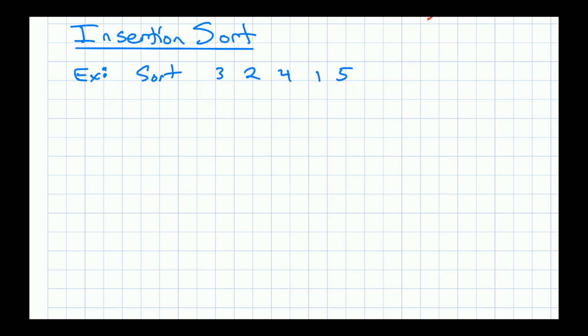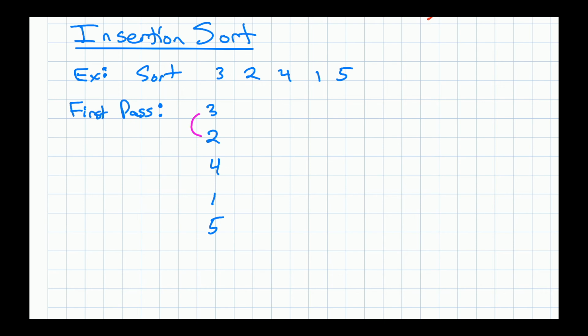All right, let me write it out. I'm going to say first pass. They don't use that language, but here's the idea. So we got 3, 2, 4, 1, 5. We're starting out the same way we did with the bubble sort. So what we're going to do is compare the first two. We're going to compare these two.